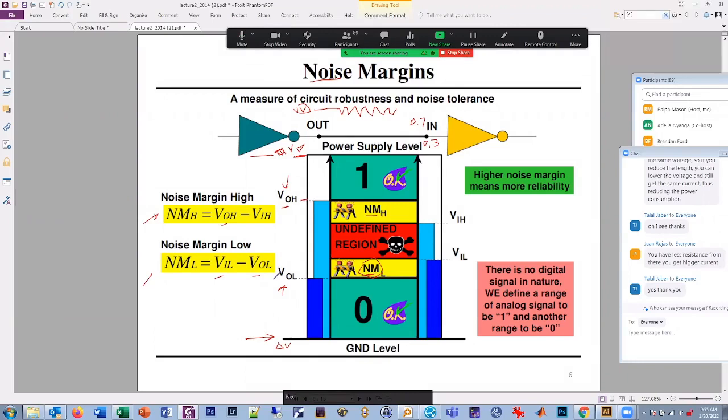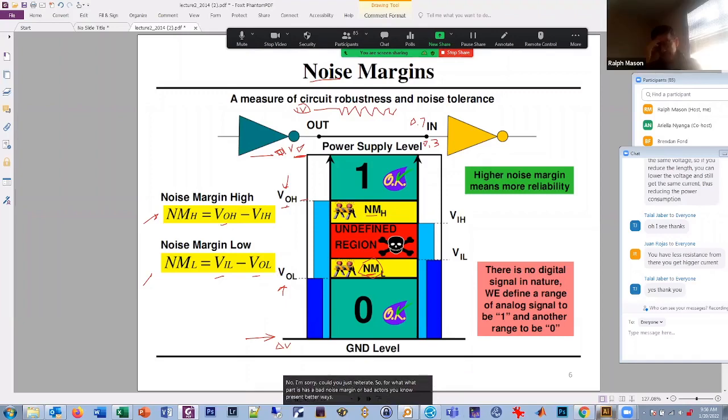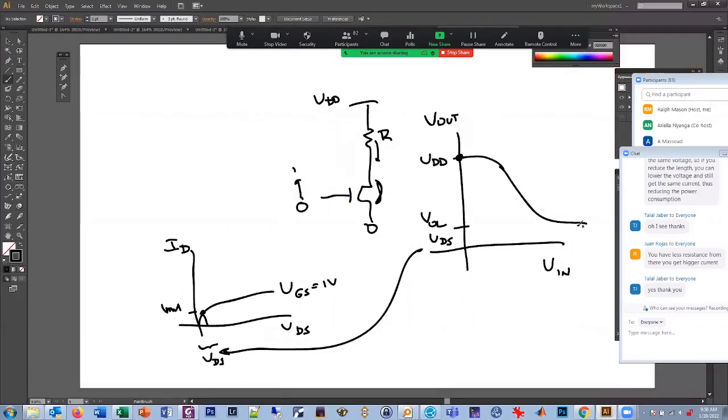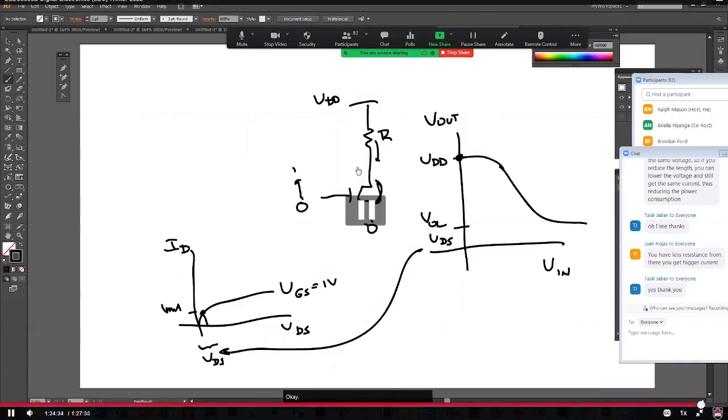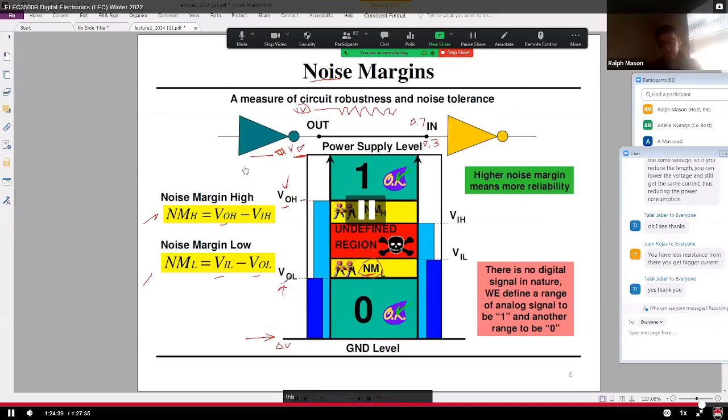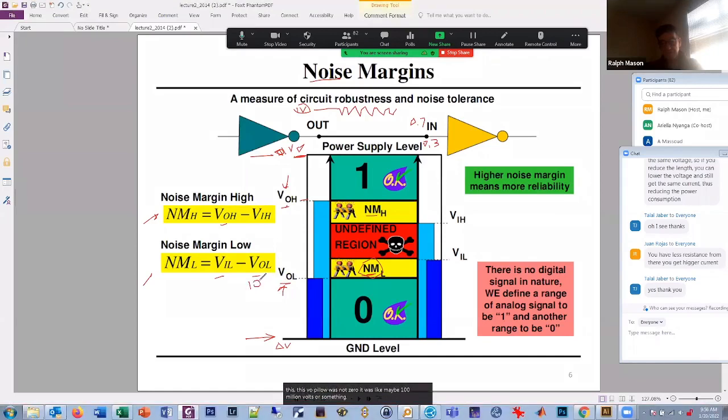No? Sorry, could you just reiterate? For what part has a bad noise margin or bad accuracy, and what part has a better noise margin? Yeah. I said this RTL circuit here has a bad noise margin because the output never goes all the way to 0. Oh, okay. And that meant this V output low was not 0. It was maybe 100 millivolts or something, depending on how much current you're putting through it. For CMOS, this V output low is 0.